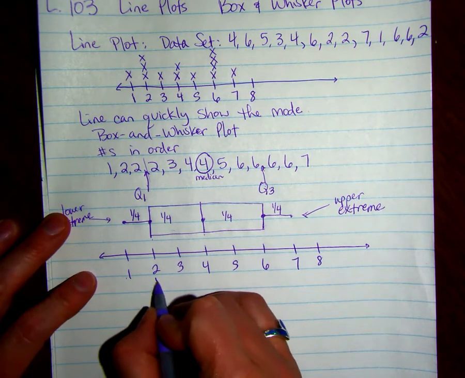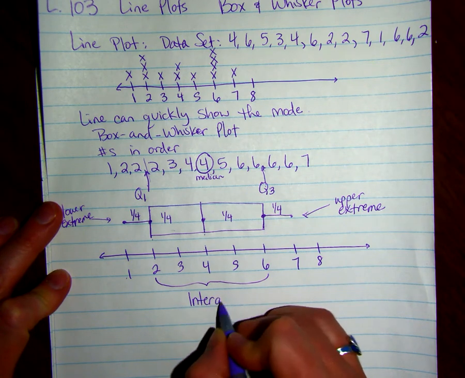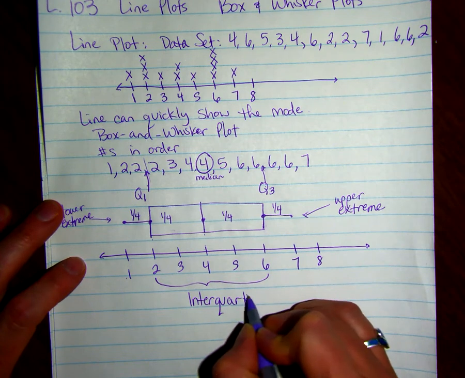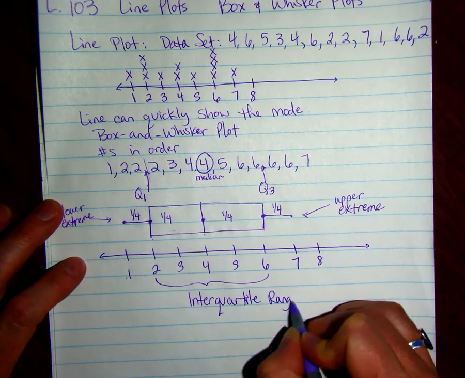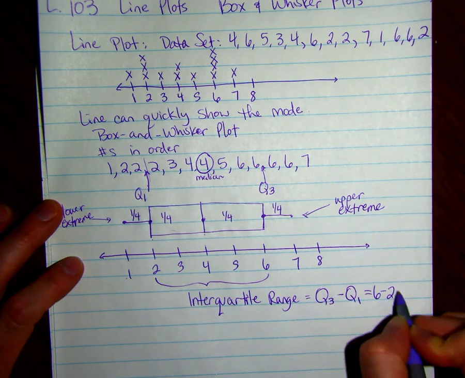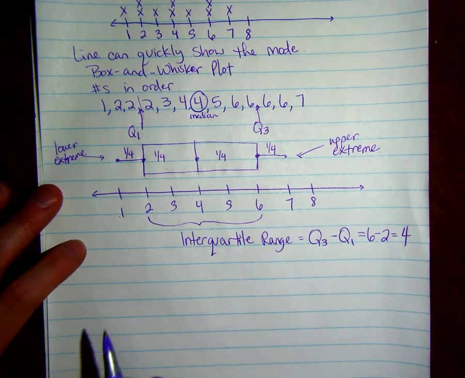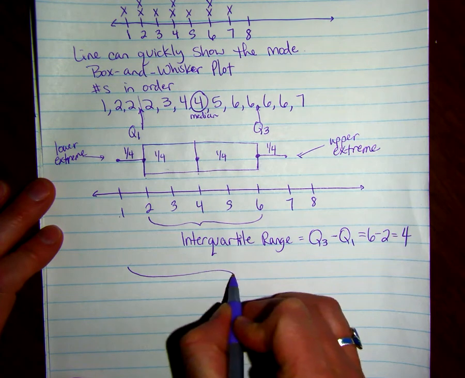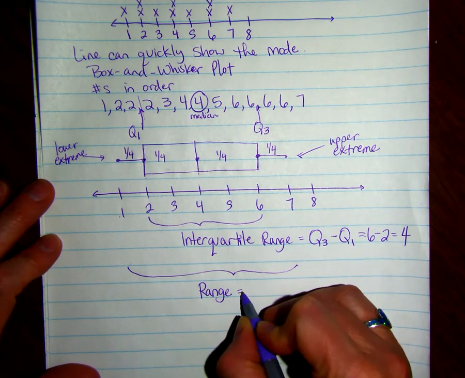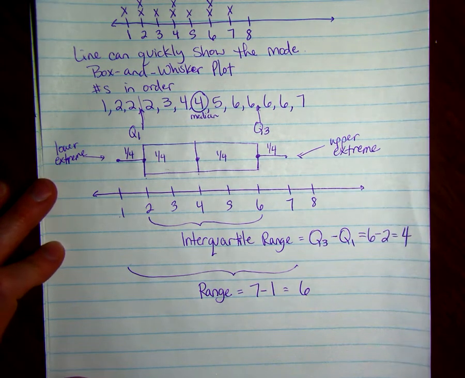Now we have something new here. This is called the interquartile range. It's the range between quartile 3 and quartile 1. So quartile 3 minus quartile 1, in this case 6 minus 2, or 4. So the interquartile range for our set of values is 4. Now the range, the regular range, what we normally get is the largest minus the smallest. The upper extreme minus the lower extreme, or 6.